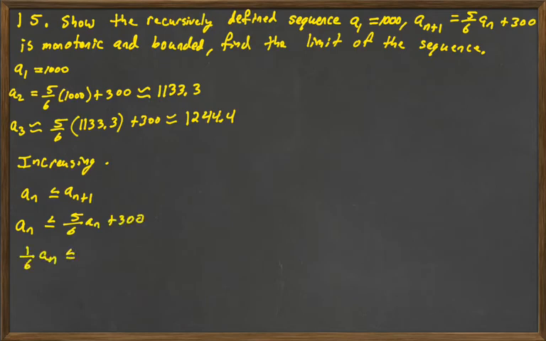Okay. So what we're going to do is subtract 5/6 a sub n from both sides. So a sub n minus 5/6 a sub n is going to be 1/6 a sub n, less than or equal to 300. So a sub n is less than 1800.